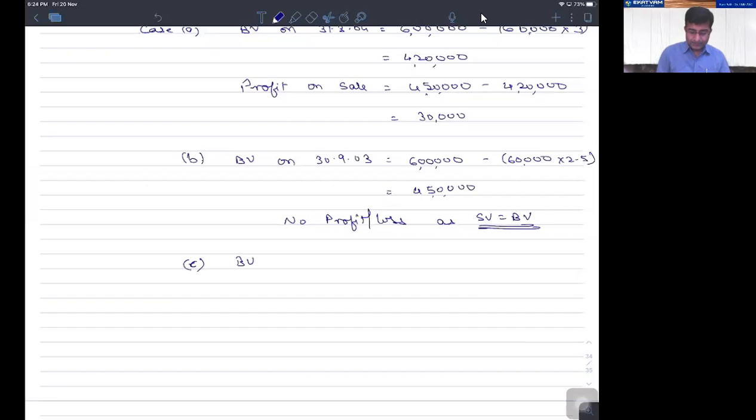Book value on 31st of March 2004. अब 1st July of 2001 की बात कर रहे हैं हम लोग, right? That means 2001-2 it is used only for 9 months. 2002-3 it is for full 1 year, and 2003-4 it's for full 1 year. So 2 years and 9 months. Accordingly, it will be what? 6 lakh minus 60,000 into 2.75 years. Are you getting this?